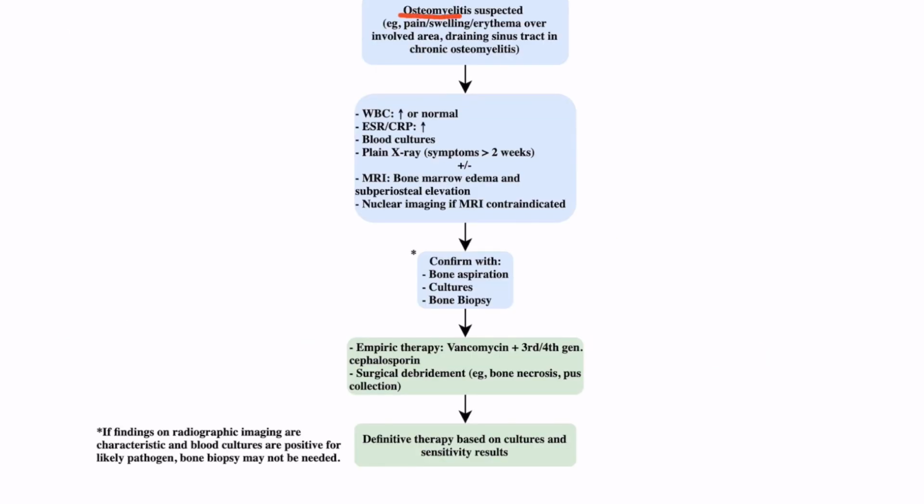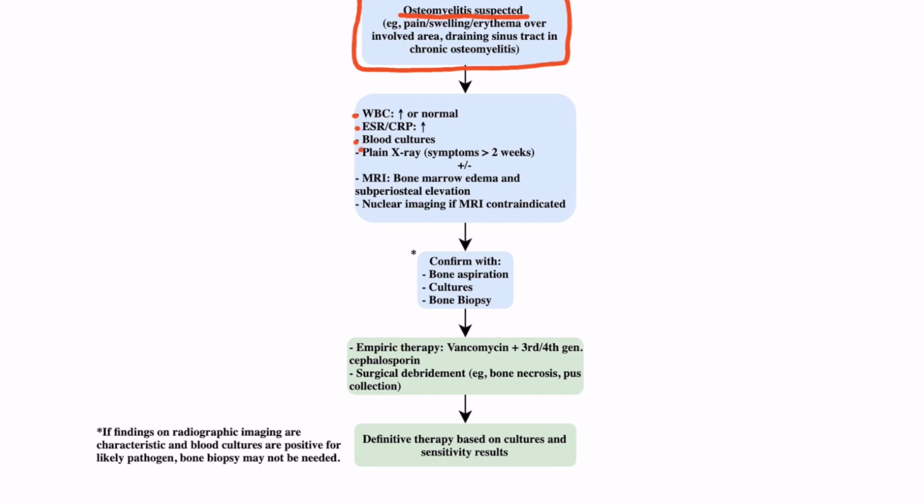When osteomyelitis is suspected, for example, a patient who presents with pain, erythema, swelling, or a draining sinus tract, the initial evaluation should include inflammatory markers, obtaining blood cultures, as well as radiographic imaging. A white blood cell count may be normal or elevated. ESR and CRP are also usually elevated, and these are sensitive findings but non-specific. Blood cultures are typically obtained and they can be positive in about half of cases of acute osteomyelitis.